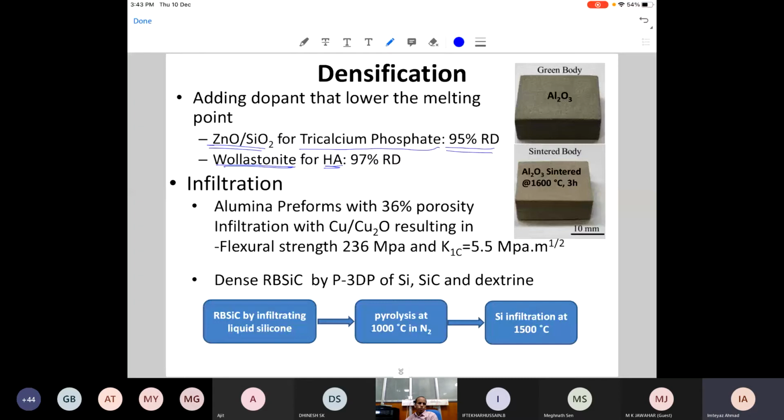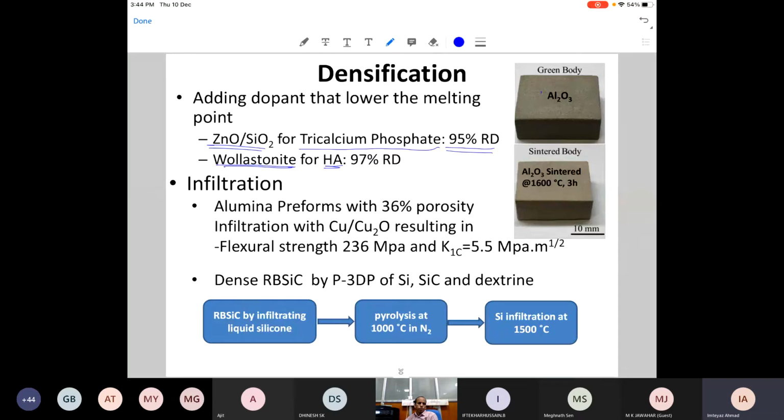This is an example of how the shrinkage happens. You can see this is 10 millimeter. Both are at the same scale, and you see this is the green body. It looks rough and it looks really large. And when you sinter it, after sintering, it shrinks.